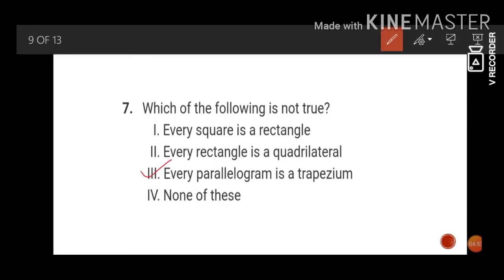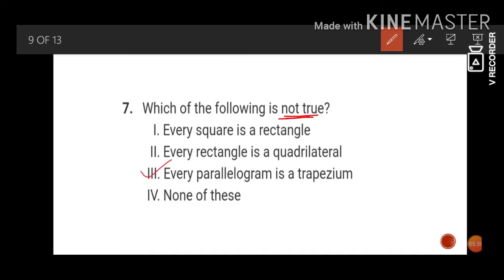Question number 7. Which of the following is not true? So out of the 4, there is only one option that is not true. We have to remember that we have to choose the option which is not true. That means out of 4 there is one option that is false and the remaining 3 are true. Every square is a rectangle. It is obviously true because a square can be formed from a rectangle where opposite sides are equal. The property of a rectangle is that opposite sides are equal and parallel, so that is also true for a square.